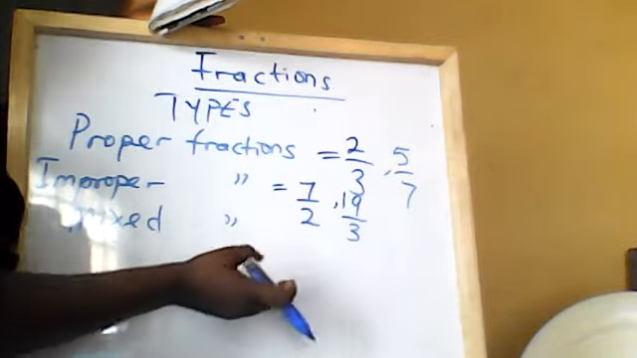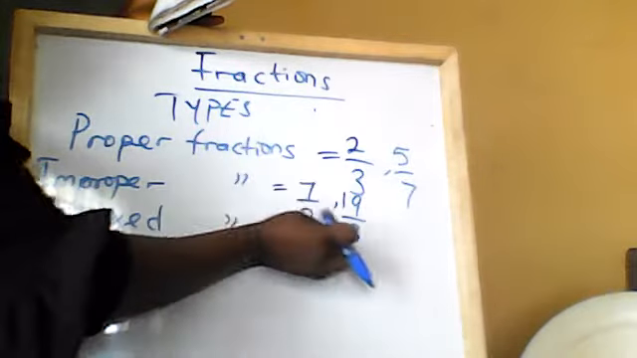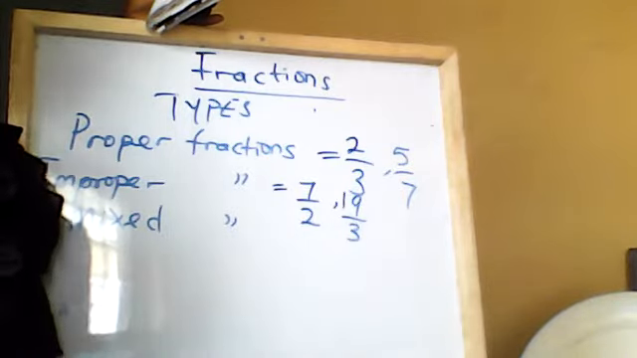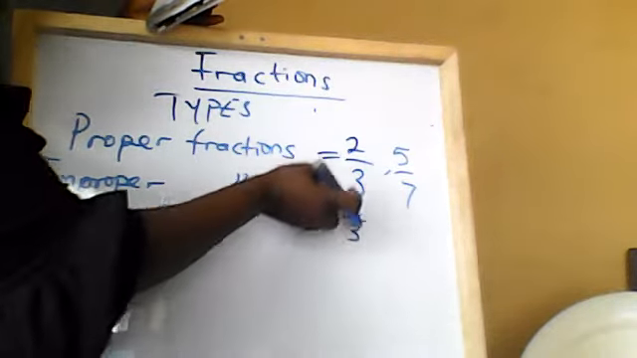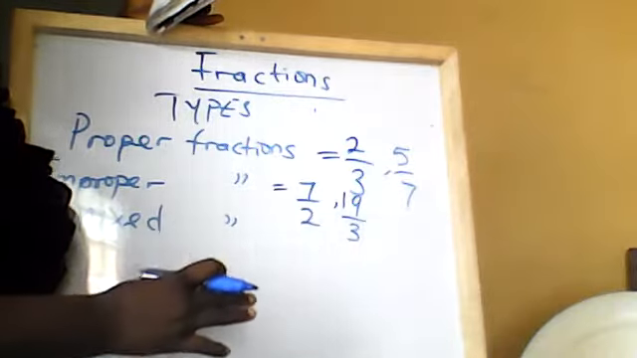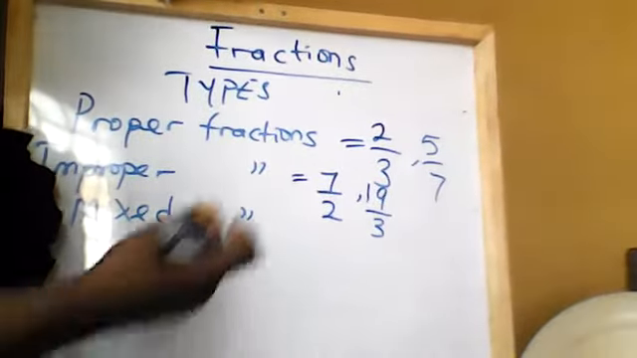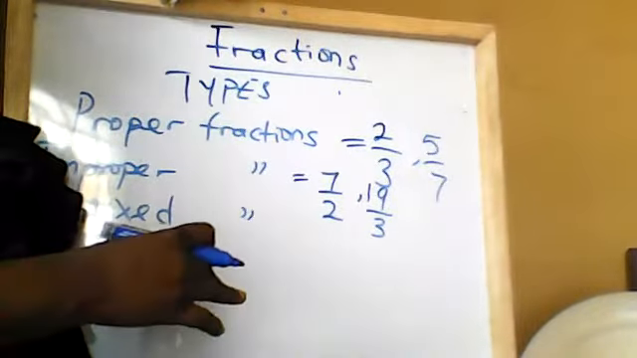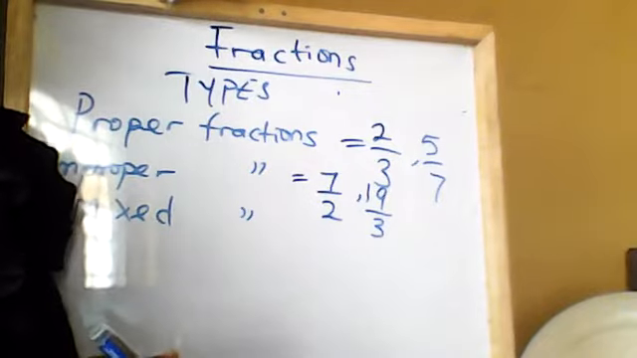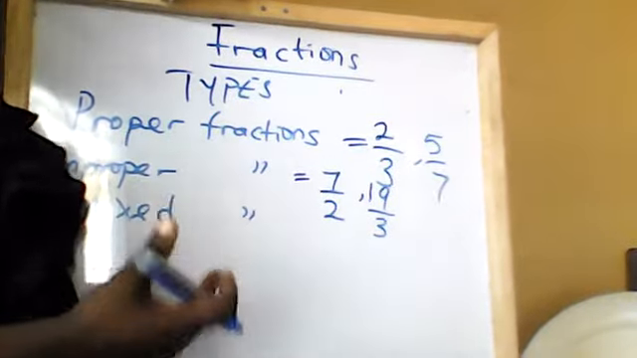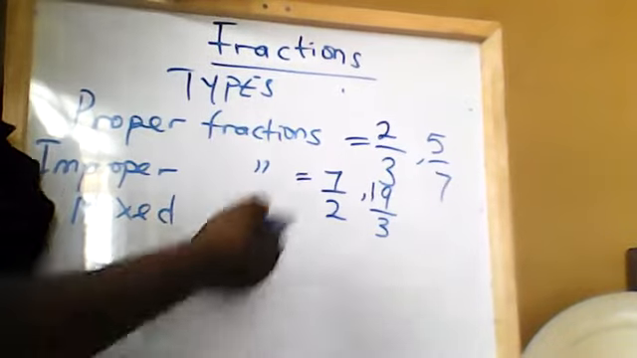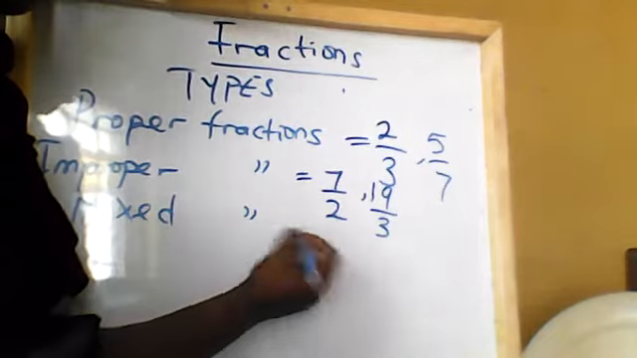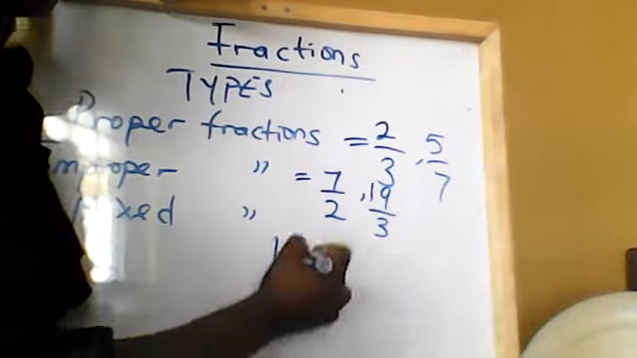In a case where we want to normalize improper fractions to make them look better, then we will have mixed fractions. Mixed fractions are a combination of whole numbers and fractions. So for example, we'll have one whole number, 2 over 3.